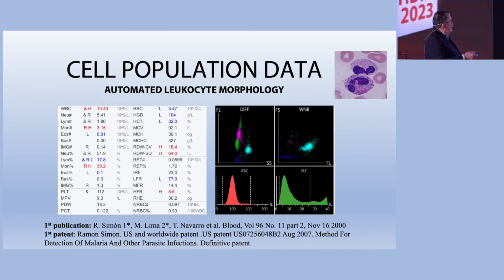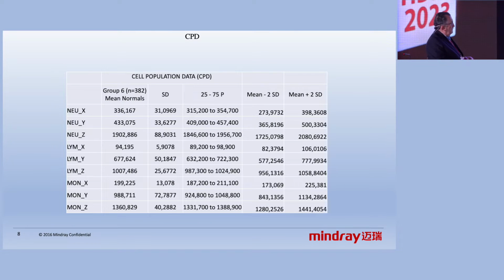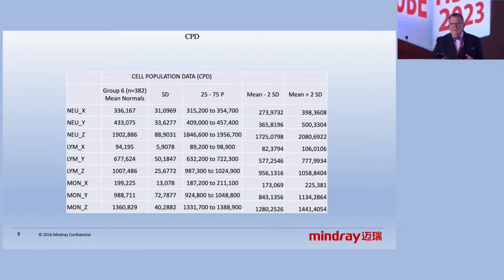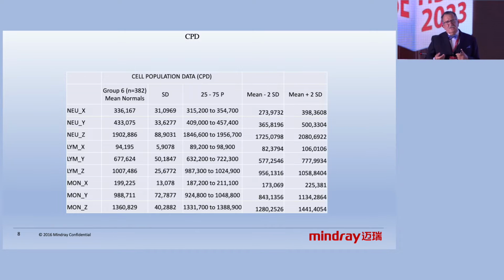Cell population data. Here we have these parameters that come out of the normal CBC, and the first publication I did myself in 2000 in blood, and the first patent was about malaria in 2007. And these are the cell population data from MindRay. This was a study done to see the reference values of these parameters. I have to say that we are in the process to get calibration and control materials so everybody can have the same results in the world. For the moment, everybody has to calibrate and to know their own reference values.